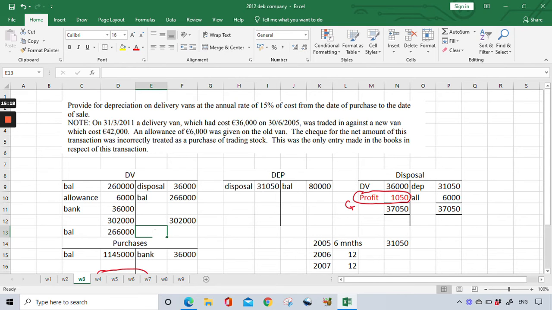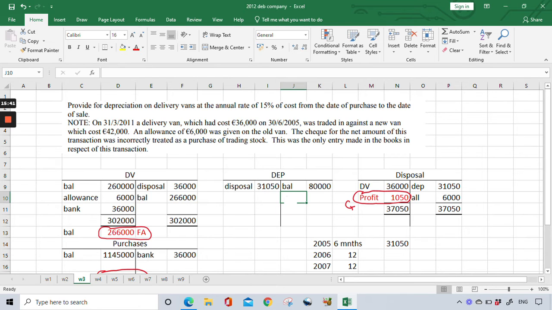266,000. So that figure there is what I'm going to highlight in red. That is my balance sheet fixed asset figure for delivery vans. So that's my third figure that I am looking for. Again, I'm just going to double underline these. Okay, so now I have three figures.